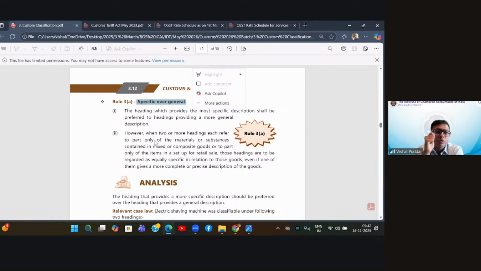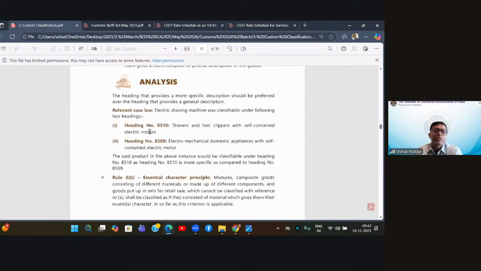Why? Because the more specific reference of this item is a toy, a playing card, even though the cards are made of paper, and even though the cards come from the printing industry, because on them you print different things which are used for playing. But the main specific nature of your product is that it is a toy, because it is used for playing games and entertainment. Hence, applying rule 3A, out of these three chapters, I will classify the playing cards in the chapter which refers to toys.